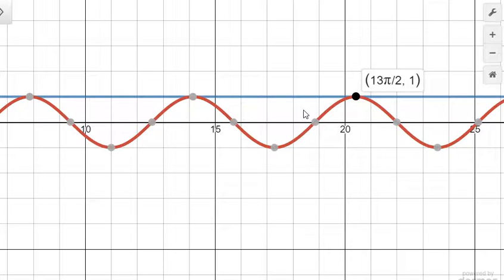You can set it up. The only problem in your graphing calculator is you're going to get a decimal value here. You're not going to get something nice and even like 13 pi over 2. All right, how are we looking on that one?